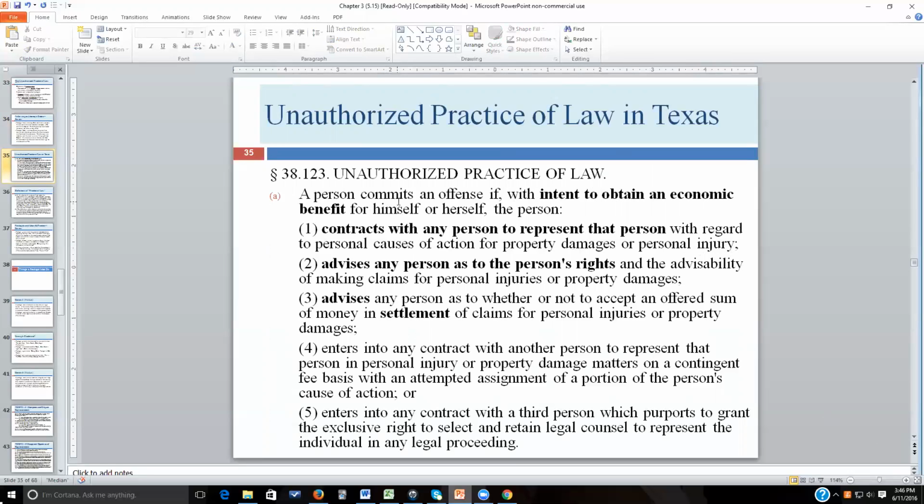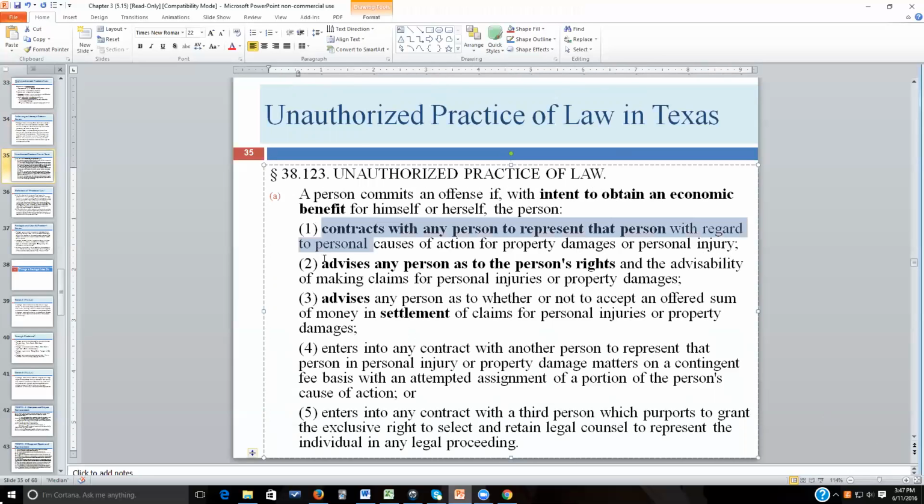Also, if the person advises any person as to the person's rights and the advisability of making claims for personal injuries or property damages. Also, if the person advises any person as to whether or not to accept an offered sum of money in settlement for claims for personal injuries and property damages. All these are really tied to personal injury lawsuits, but that's not the only way you can run afoul of an unauthorized practice of law claim.